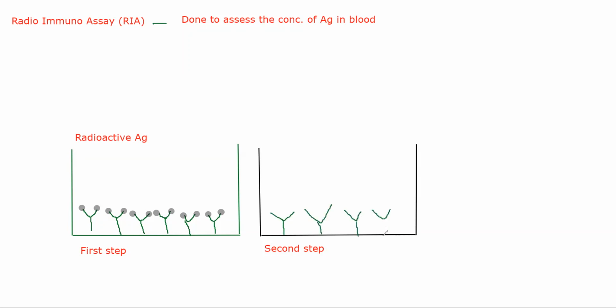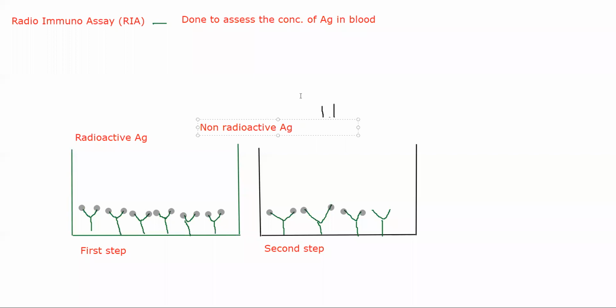So let's suppose there are 4 antibodies, and I have these antigens. Now in the second step, I will pour. So I will take a small beaker, and in that I have unlabeled or non-radioactive antigen. What is the significance of this antigen?